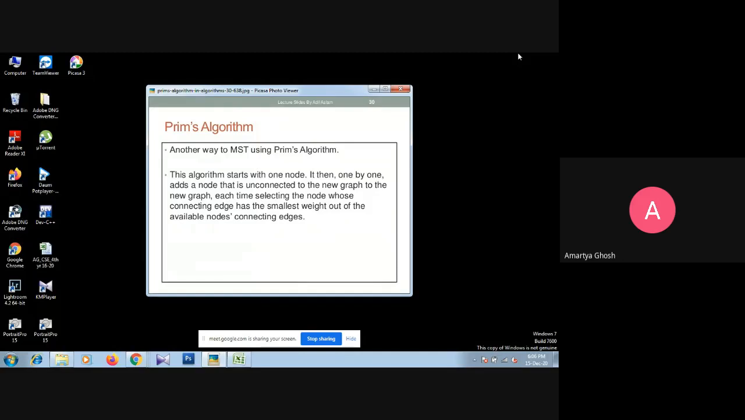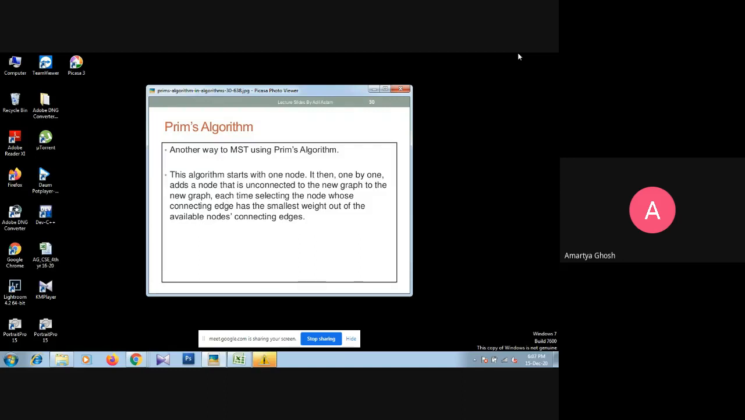But here we first stand at a particular vertex, then check how many nodes we can reach from that vertex, and thereafter choose the minimum one. This time we follow a queue, the priority queue, and the priority depends on the smallest weight. When we solve the problem, all the queries will be clear within this class.